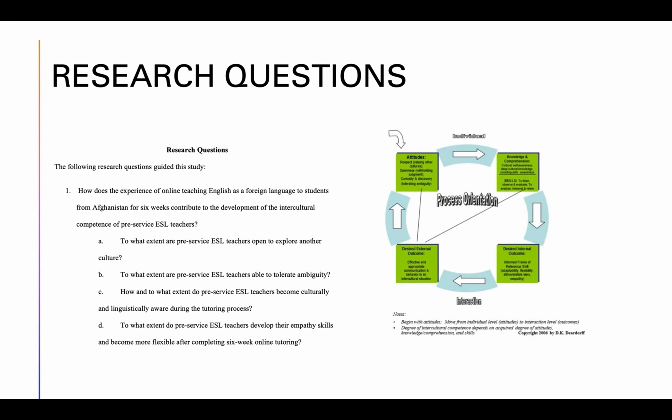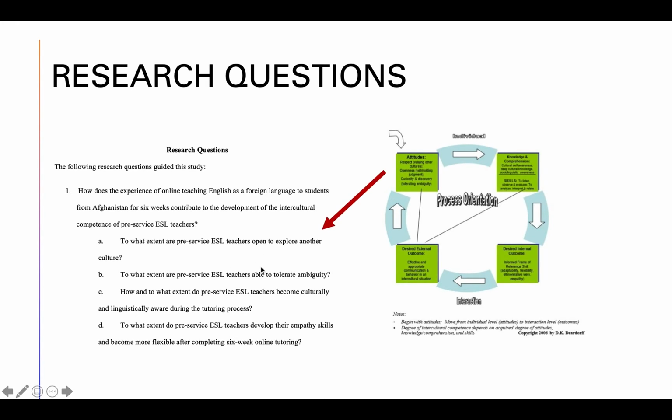As you see, this framework explains intercultural competence development with different components, and each one of them has different subcomponents. For example, the first component is attitudes, right? And under attitudes, we have some subcomponents like respect, openness, curiosity, discovery, right? Or tolerating ambiguity. So this is my general question I mentioned, exploring the intercultural competence development. And I have 4 sub-questions below that.